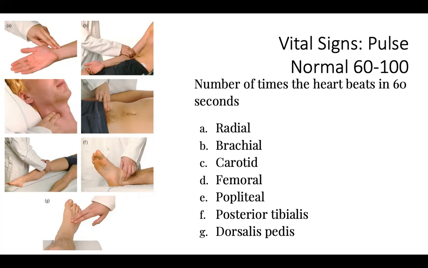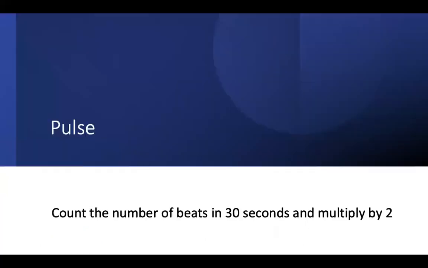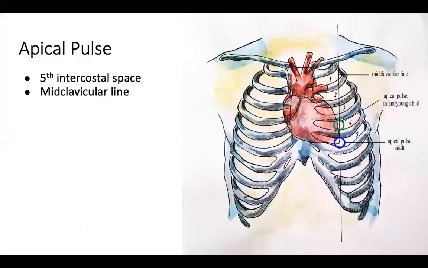Popliteal is behind the knee. Posterior tibialis is on the inside of the leg. You have that sticky-out bone on your ankle; it's behind that. And then dorsalis pedis is on the top of your foot. To count the pulse, you want to count the number of beats in 30 seconds and then multiply it by 2. If it is an abnormal or irregular pulse, you do want to count for an entire minute, 60 seconds. But if it feels regular, 30 seconds is enough. You'll just multiply by 2.